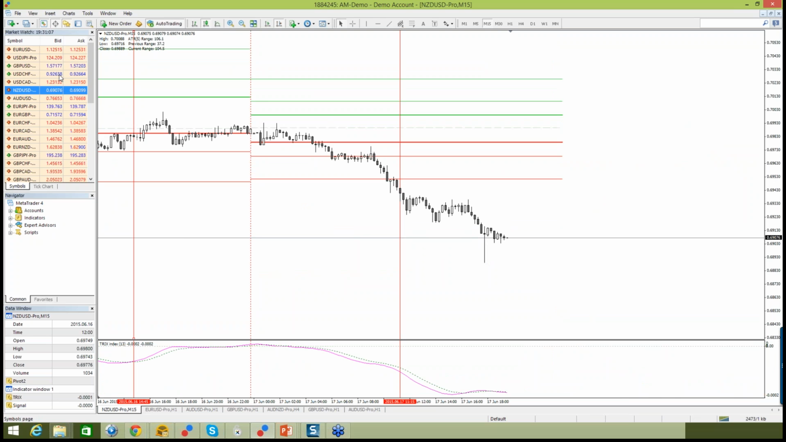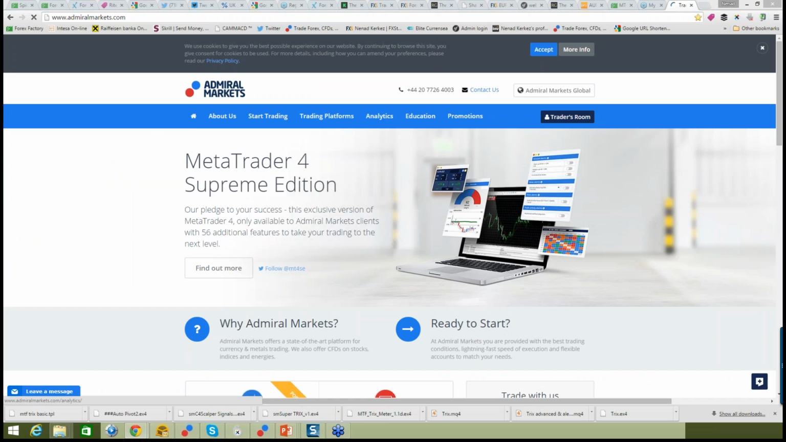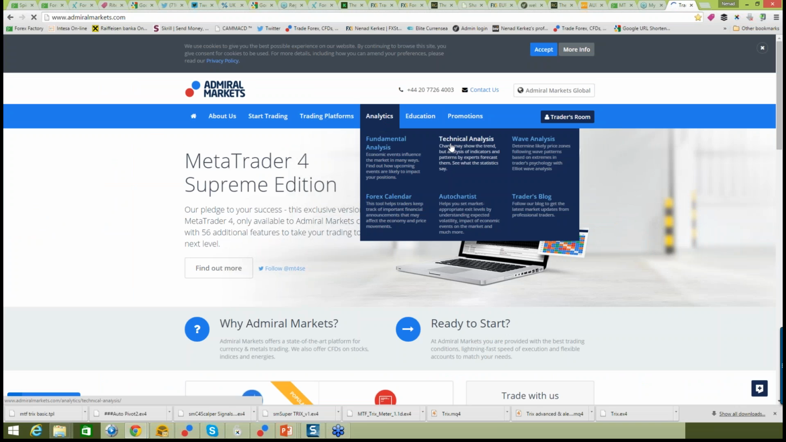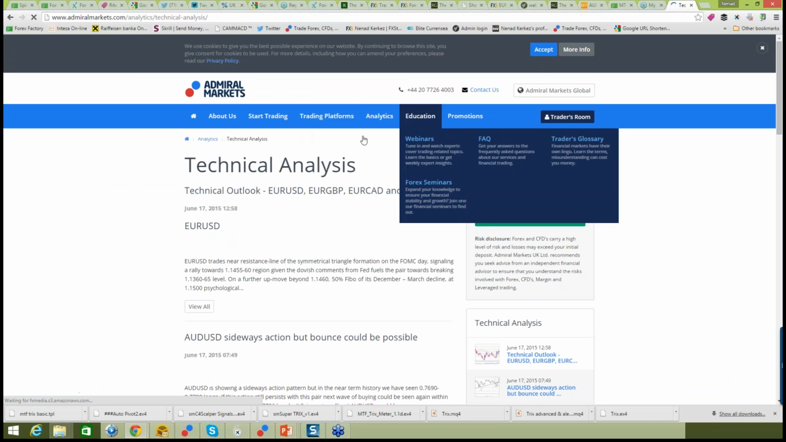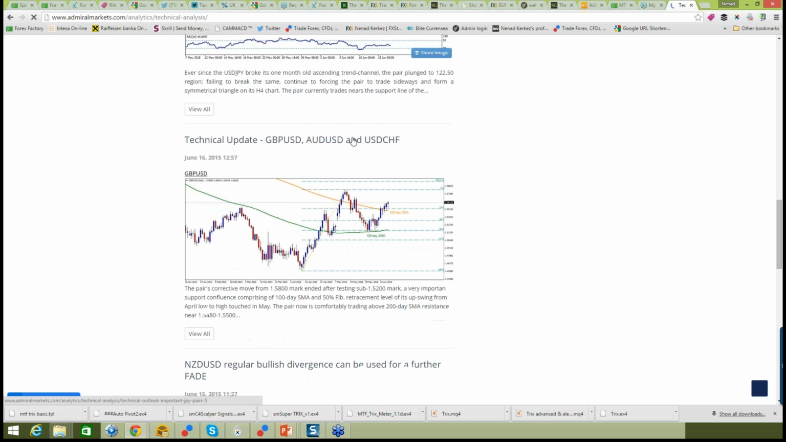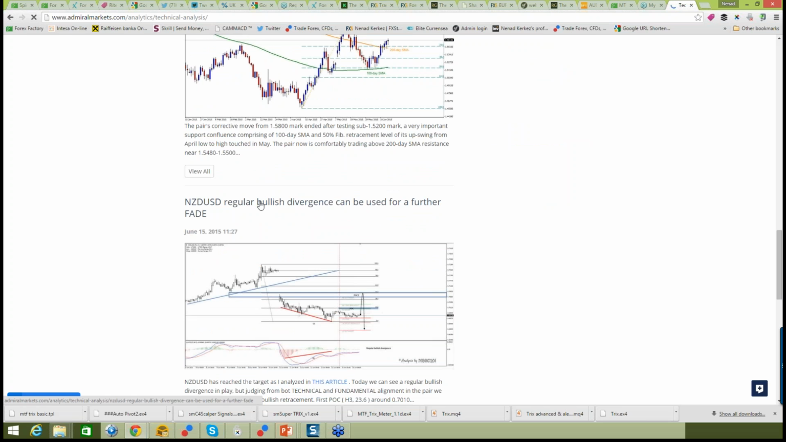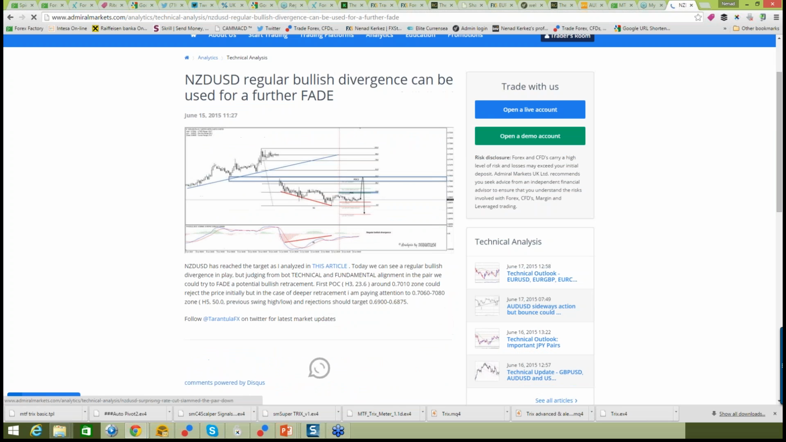Okay, it went straight to our target, and if you used the analysis, you would be in profit at this point. Let me just show you, because I did this analysis a couple of days ago, and I hope that you have taken it. I will show you now. You just need to go to analytics, technical analysis, then we will get back to the webinar. Okay, guys, this was the analysis.